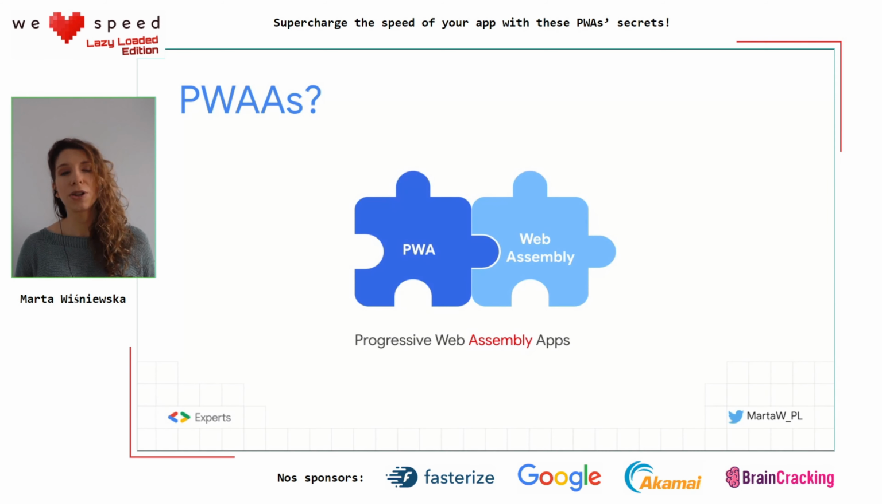And I'll tell you a bit about why we want to use progressive web apps, because of web performance, but why we want to add WebAssembly. Well, currently JavaScript is the only option to write front-end apps. It's really useful, universal, and super powerful.